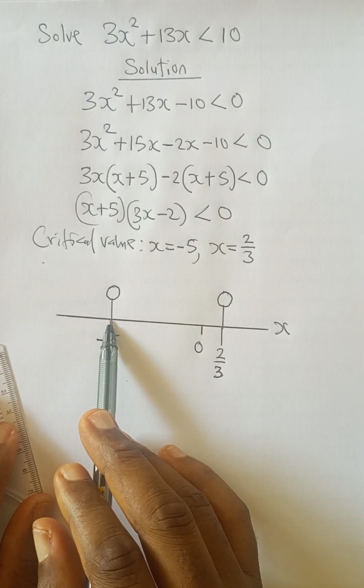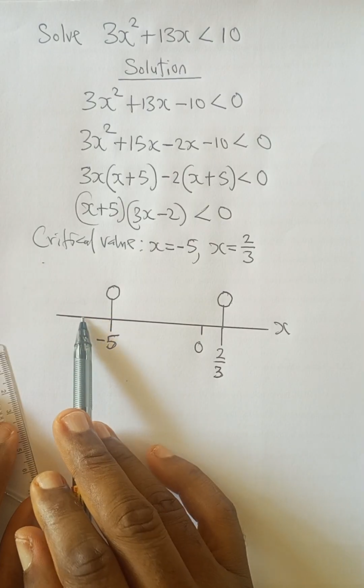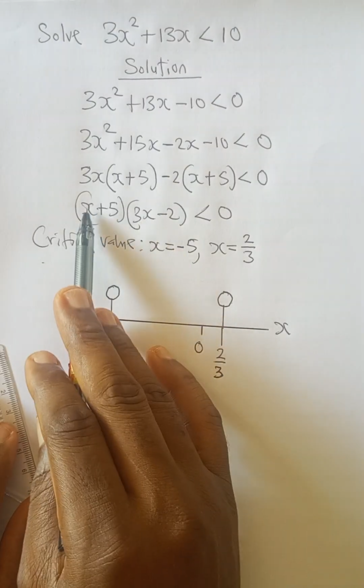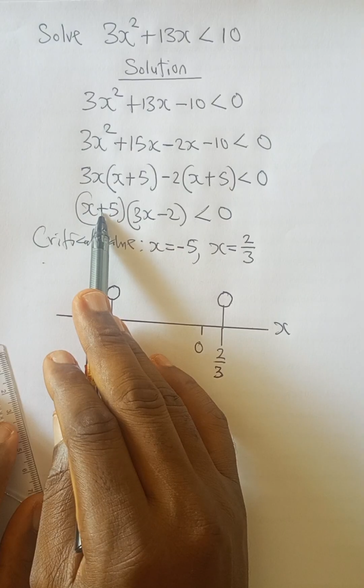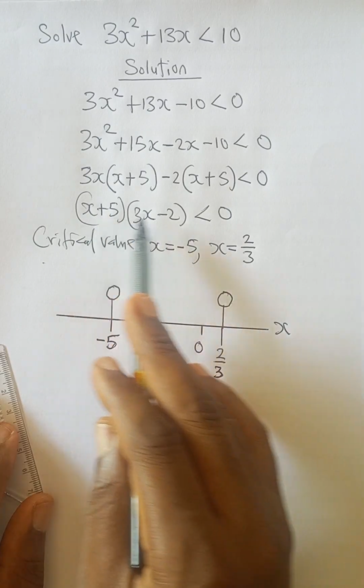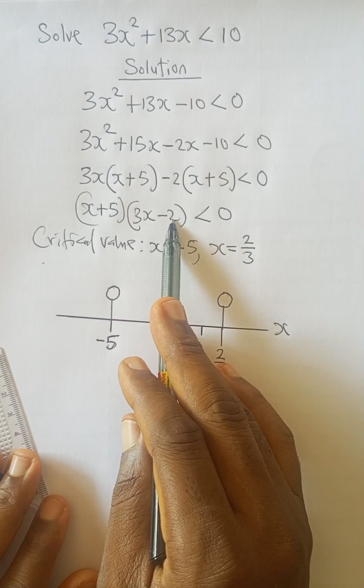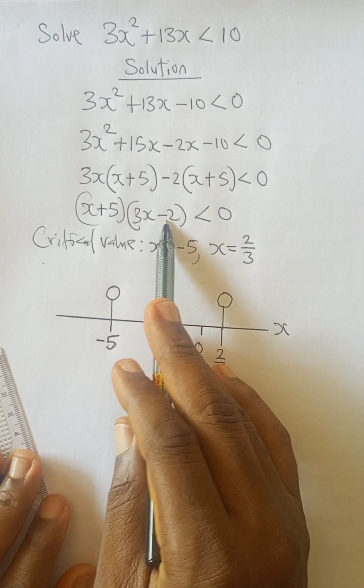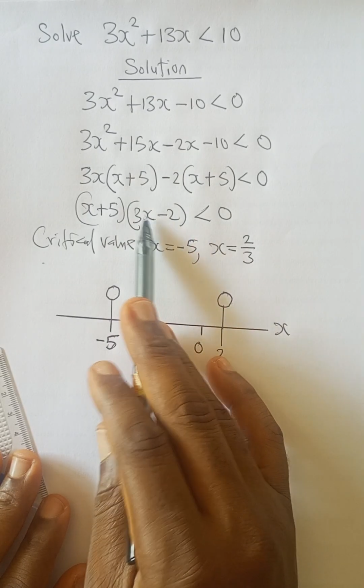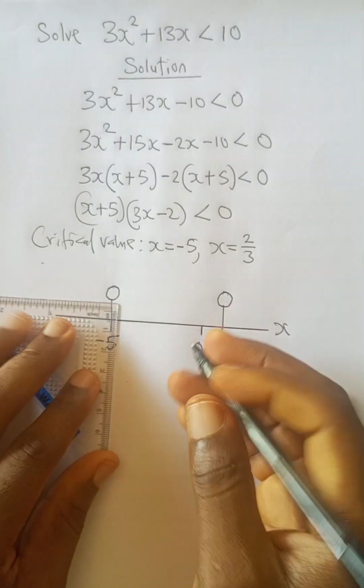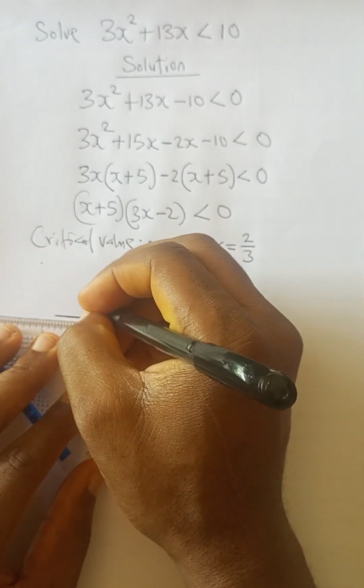Now, up to before minus 5. So let's test minus 6. Let's use minus 6 to test. If you put minus 6 here, this bracket will be minus 1. That is negative. If you put minus 6 here, you have minus 18. Minus 18 minus 2 is minus 20. This bracket is negative. Negative times negative will give you positive. So this region is positive.